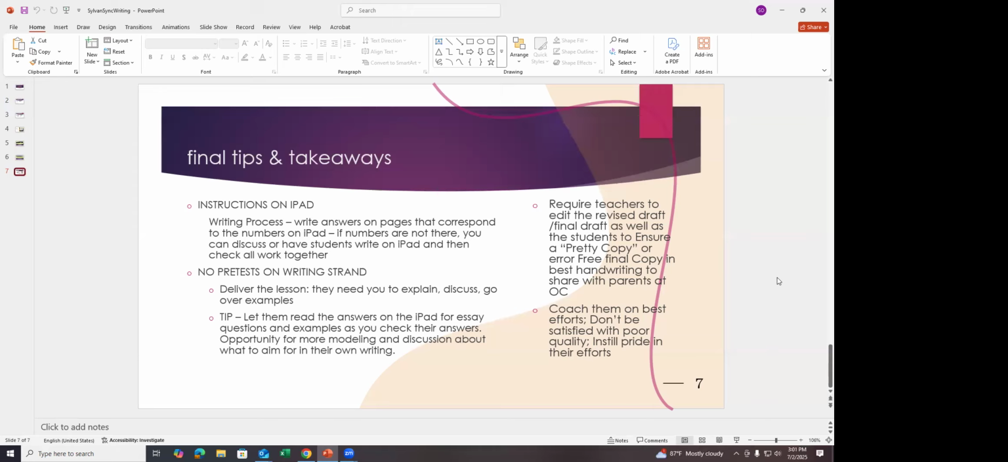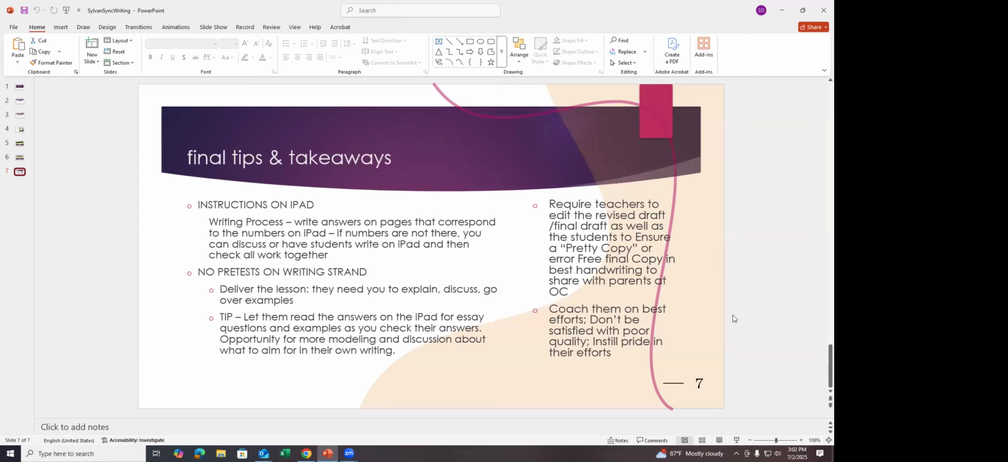And I would require your teachers, sometimes my teachers don't get involved in the editing process, but I do. I circle misspelled words, I make them include words they left out, etc. So make sure the teachers help with that final revision and editing process. Not that they do it all themselves, but they guide the students through it and then look over it, because you want a pretty copy or error-free final copy in their best handwriting to share with the parents at the OC. And I make a copy of it and give it to the parents too.